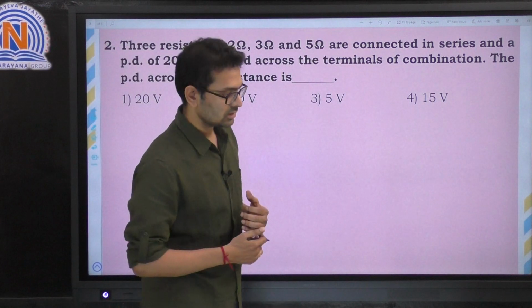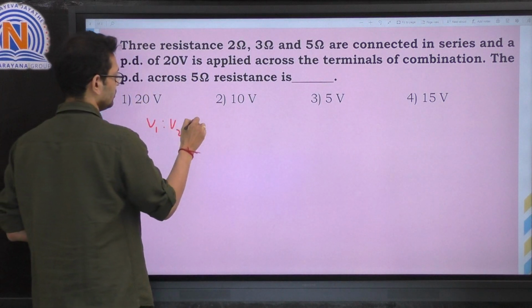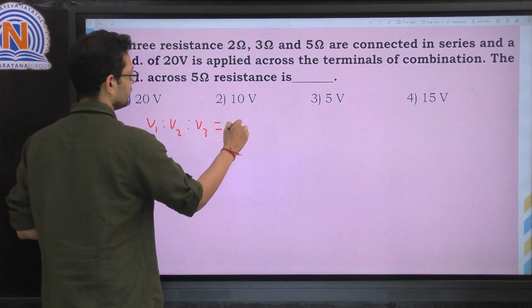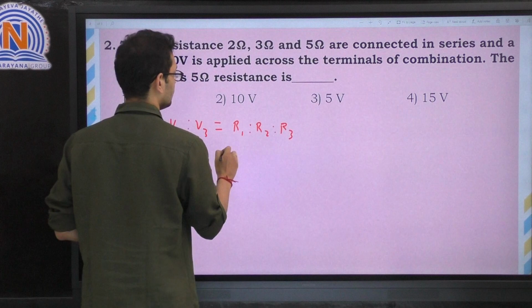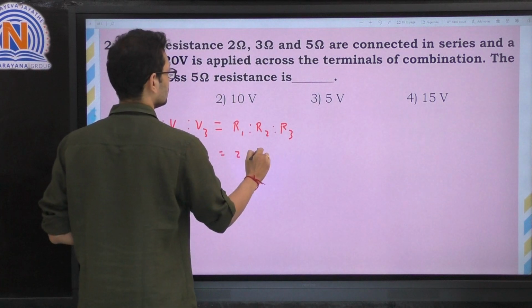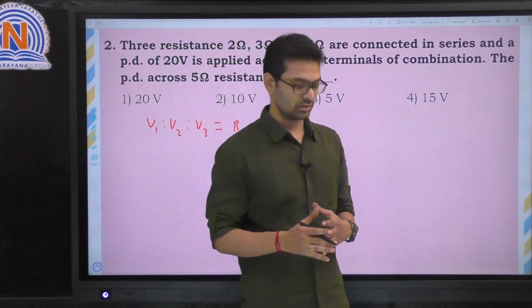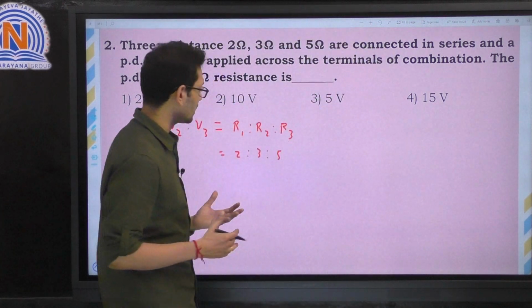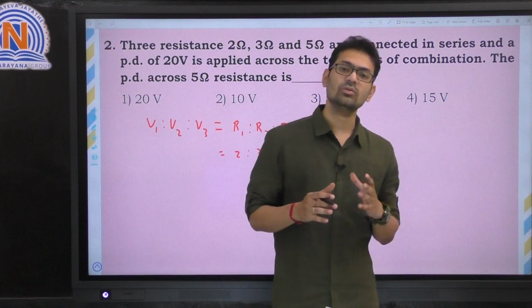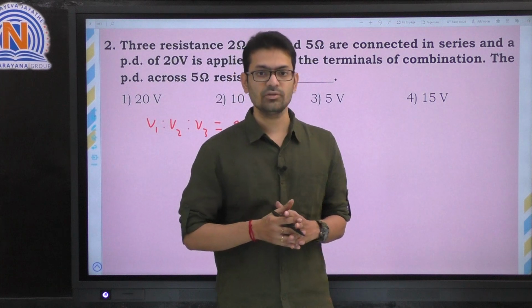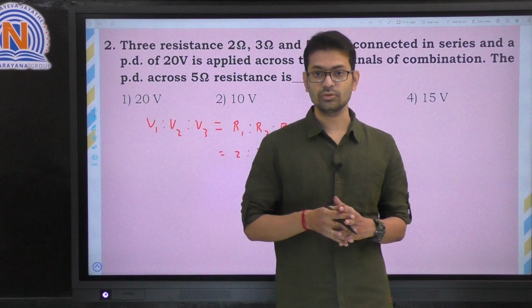When these are all connected in series, let us take V1 : V2 : V3 equals R1 : R2 : R3, which you will get as 2 : 3 : 5. Now the resistances are in the ratio 2 : 3 : 5, and they ask for the potential difference across the 5 ohm resistor with a total voltage of 20 volts.